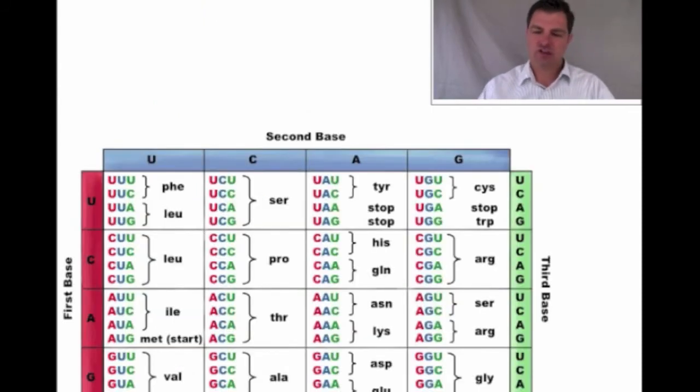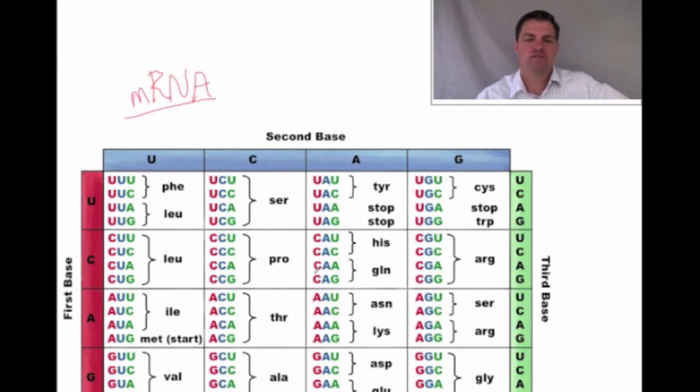If you look at this picture here, it shows you the genetic code based on what your mRNA would be. So this is an mRNA chart. If you know what your mRNA is, for example, you can figure out what your amino acid would be coded for in that particular case. So if you notice here, we've got leucine and we've got leucine, for example.